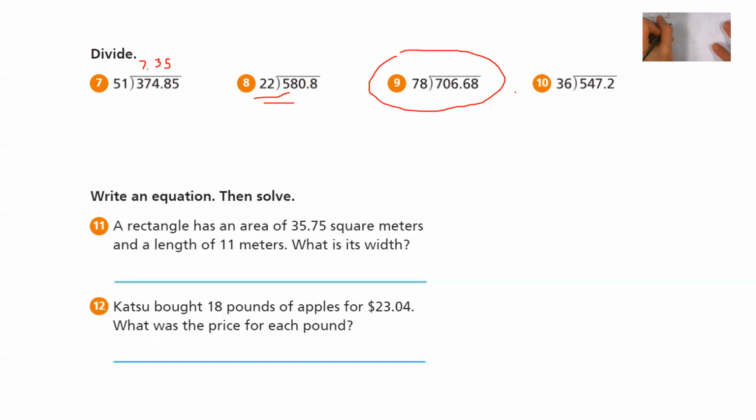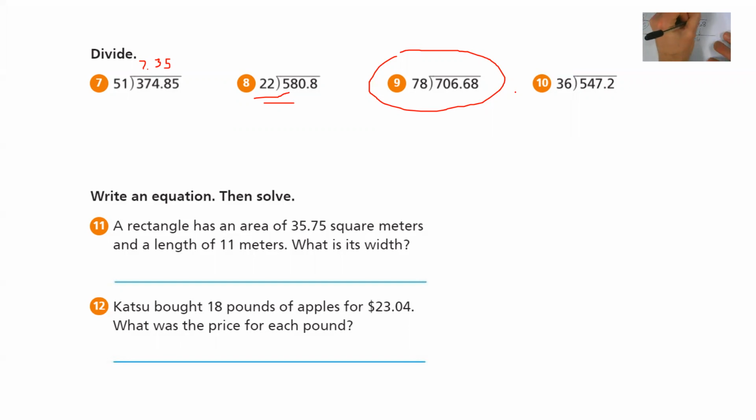So right here, I'm going to check my guess. Because 78 times 10 is 780. So we'll see if my guess is still too big. 72, 63, 702. Perfect. So we took away 702, 4 left. Bring down the next digit because you remember, decimal floats up.